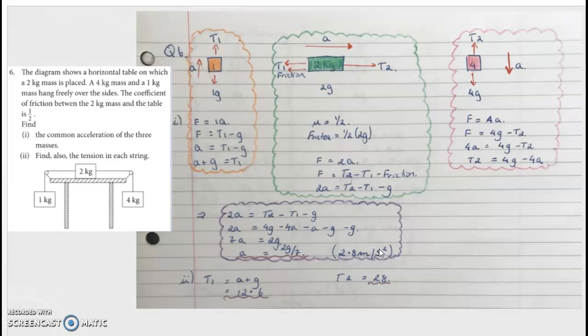The second part of the question asks you to find the tension in each string, so you have to find T1 or T2. That is just a case of subbing in your a, your acceleration, which is 2.8, and your g, which is 9.8, into here. And you get your tension is 12.6 newtons. I should have put newtons there. And then do the same here, and you get 28 newtons.